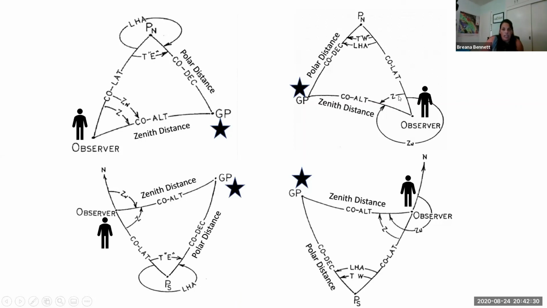If your LHA is less than 180, meaning that the star is to the west of you, because LHA is always measured west, then our ZN from the North Pole is 360 minus Z, because it goes from the North Pole all the way around, so we can measure it there for our ZN.